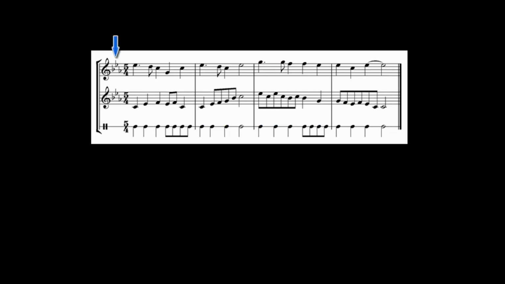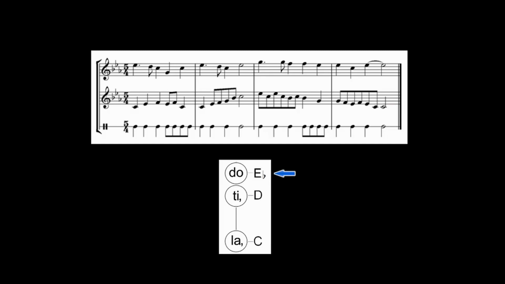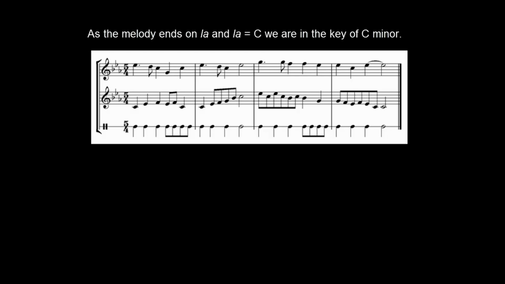The key signature in this next melody consists of 3 flats, B flat, E flat, and A flat. This is the key signature for E flat major. Therefore, E flat is Do. Looking at the last notes of this piece, the lowest last note is found at the end of the second system. This note is C. If E flat is Do, then C will be La. Do, ti, la. As the melody ends on La, and La is C, we are in the key of C minor.